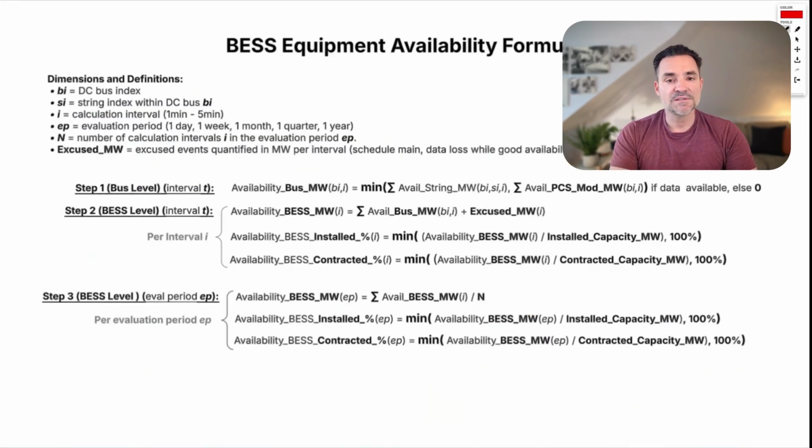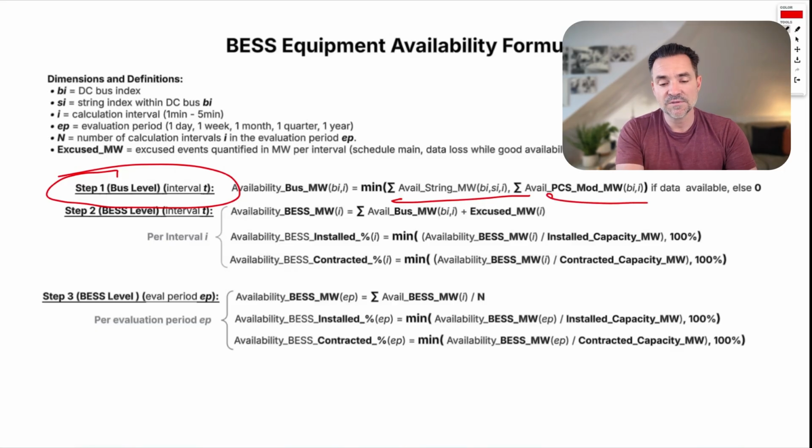So to summarize how we calculate equipment availability, first of all, we're going to want to do the evaluation at the bus level for every interval. So for a bus index BI, we're going to take the minimum of either the string availability in megawatt or the PCS module availability in megawatt, the minimum of the 2 for that specific interval, which would be like 1 minute or 5 minutes. And then if we have no data, we'll assume it's 0. So if the station was totally offline and not reporting data, we'll assume that it was not running.